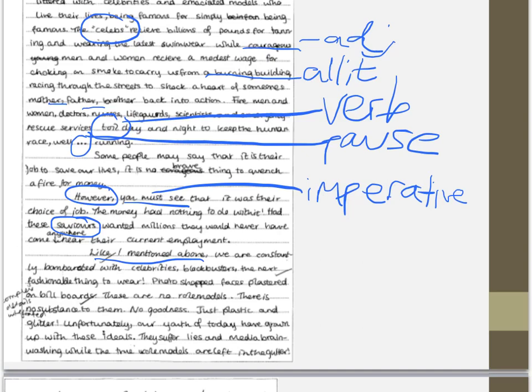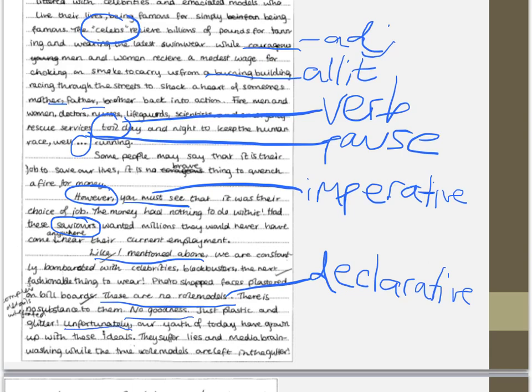We are constantly bombarded with celebrities, blockbusters, the next fashionable thing to wear, Photoshop faces plastered on billboards. These are no role models. A simple, declarative sentence. Student sounds very assertive and confident. There is no substance to them, no goodness. Nice sort of simple sentences here, really asserting a point of view. Just plastic and glitter. Unfortunately, I like that adverb starter.